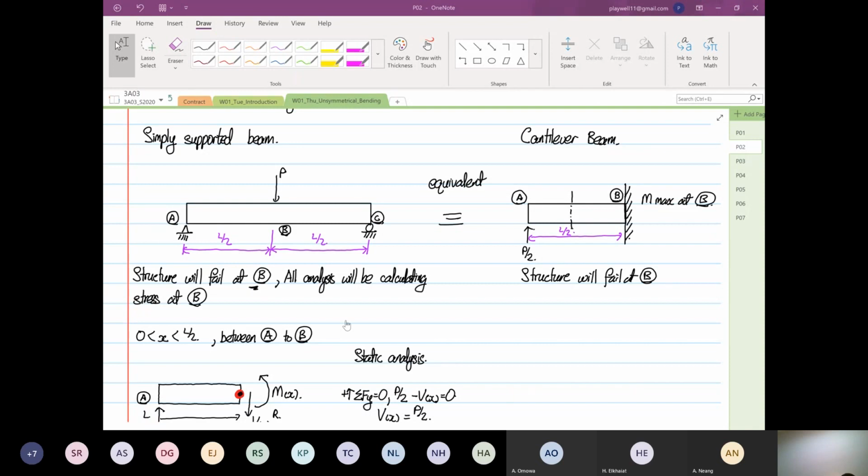Okay, I'm turning off my camera because there's nothing to see. Okay, you guys are just looking at the sky.